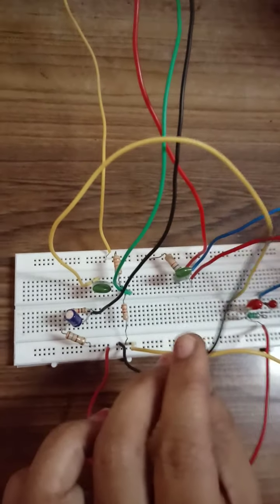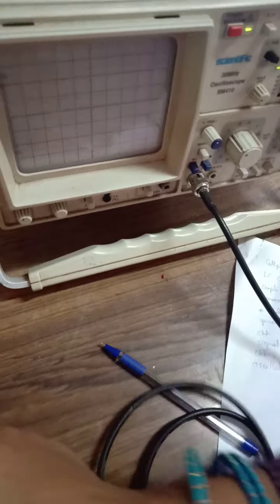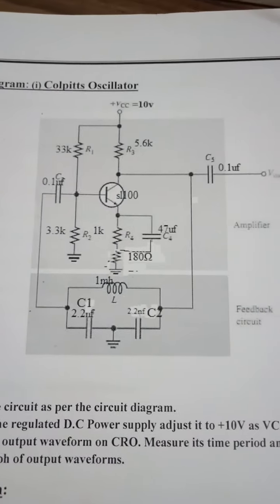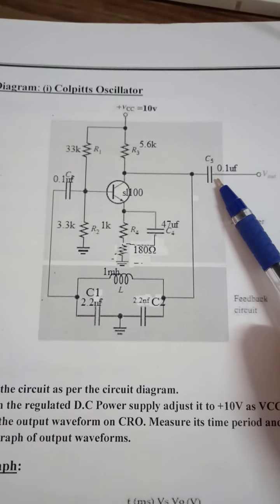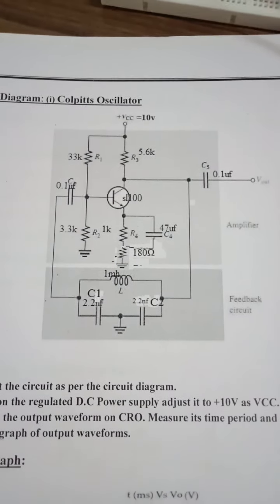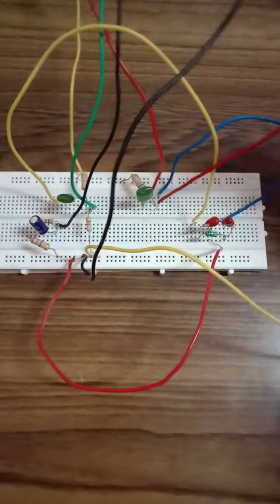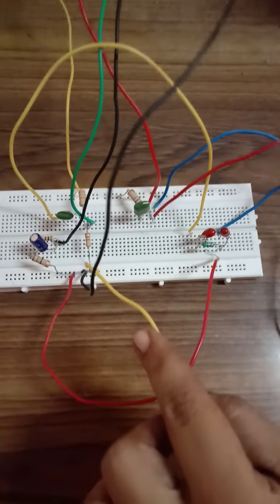Okay, then I have taken one channel to take the output on the CRO, that is, the positive terminal of the CRO is connected to one terminal of the 0.1 capacitor. Vout is connected to one terminal of the 0.1 capacitor. The same thing I have done here: the positive terminal of the CRO is connected to one terminal of the capacitor. The negative terminal of the CRO I have connected to ground.